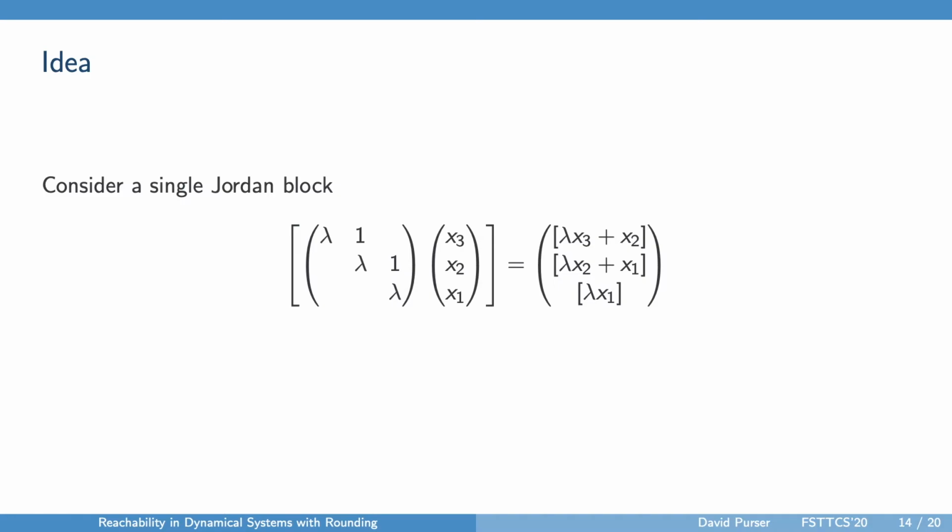Let's consider what the application of a single Jordan block does to a set of variables. For multiple Jordan blocks, we'll simply repeat the analysis for each block. In the bottom dimension, x1, the application of lambda simply multiplies x1 by lambda and then rounds. In the higher dimension, we multiply x2 by lambda and x1 by 1. And so the result is to apply this dimension by lambda and add the dimension below, and then we round. And this applies for all subsequent dimensions.